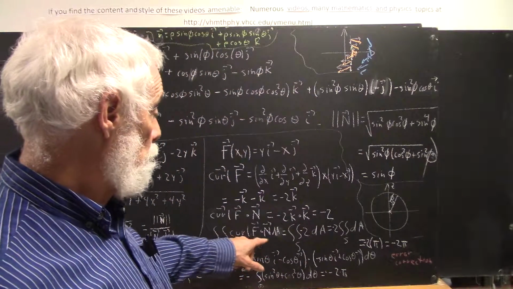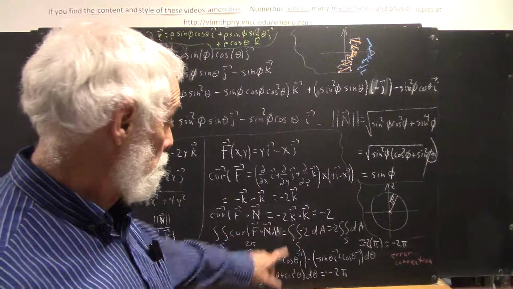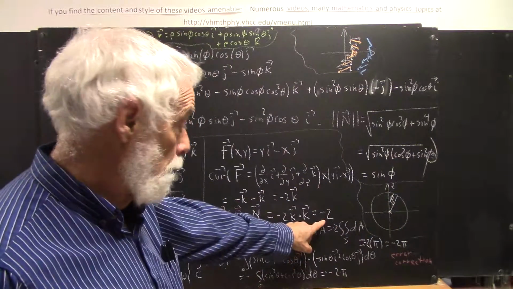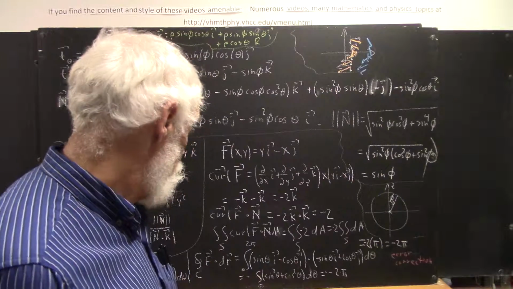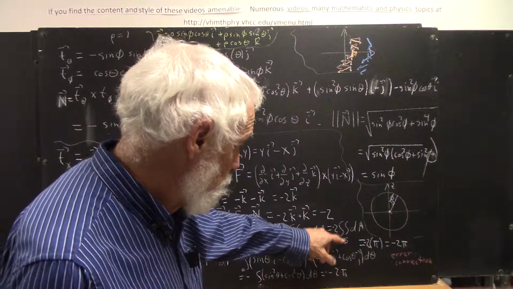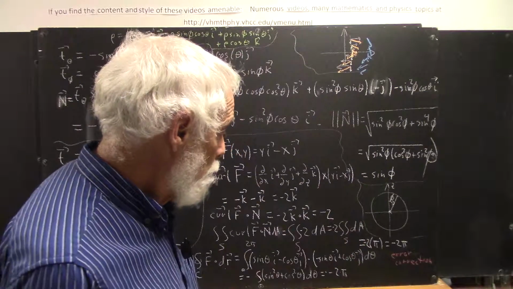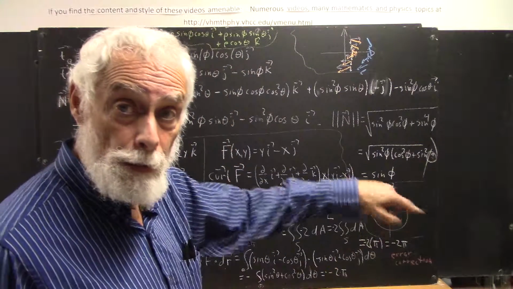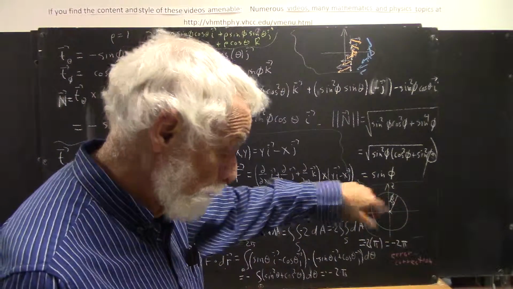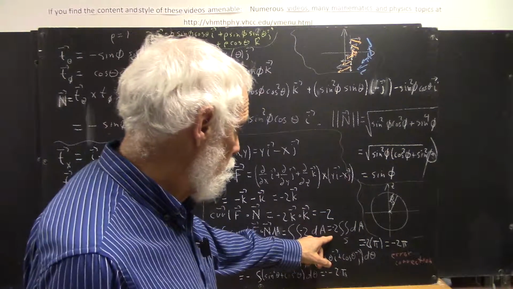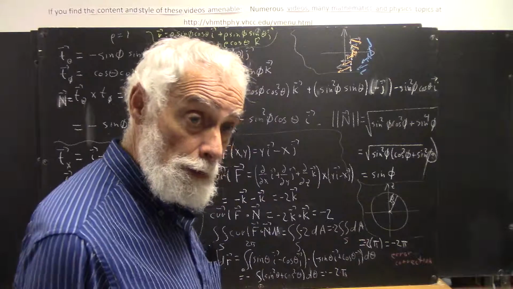We're integrating the curl of f dot n with respect to area over the unit circle. And the curl of f we calculated to be -2, so we got -2 times the integral over the entire circle of the area increment. And that integral, of course, has to be the area of that circle. It's a unit circle, circle of radius 1, centered at the origin. So we're going to get -2 times the area of the circle.